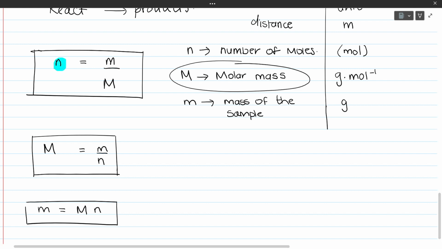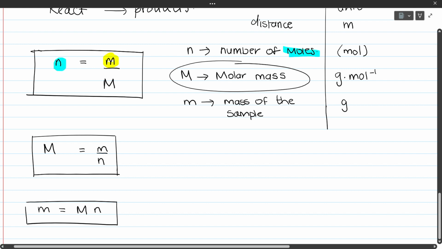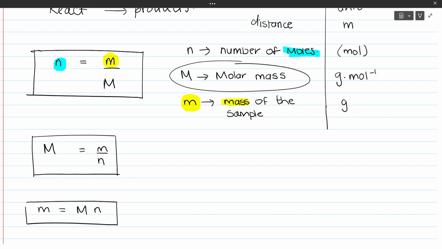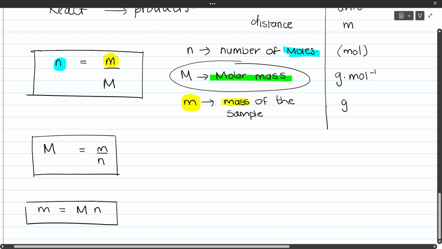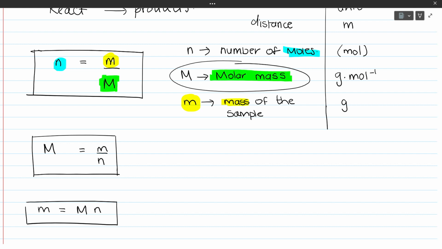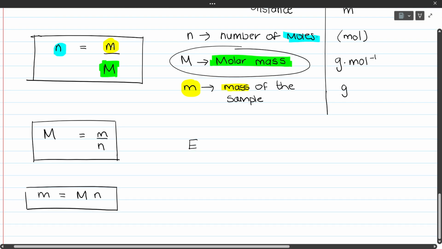So we've got number of moles, we've got the mass in grams, and we've got molar mass. So it makes sense why this is called molar mass now. I hope you figured that out. It's called molar mass because you're dealing with moles, firstly, and then you're dealing with your normal mass. Alright, so let's practice an example of how we use this equation.